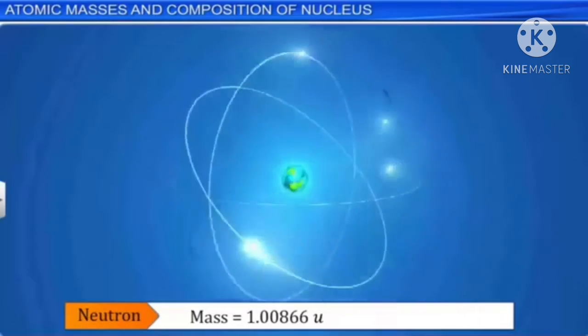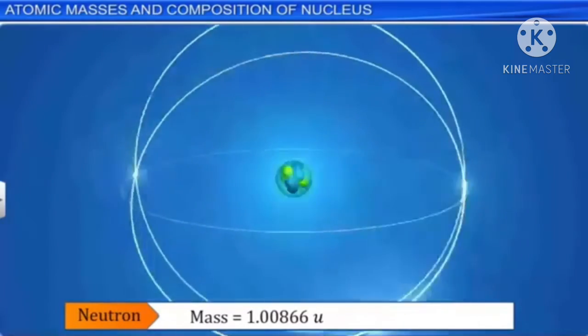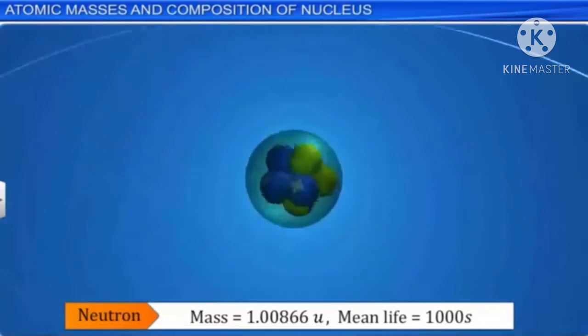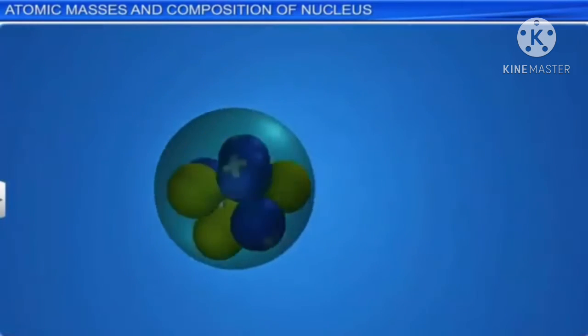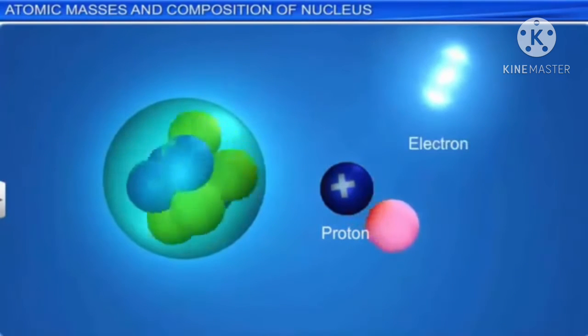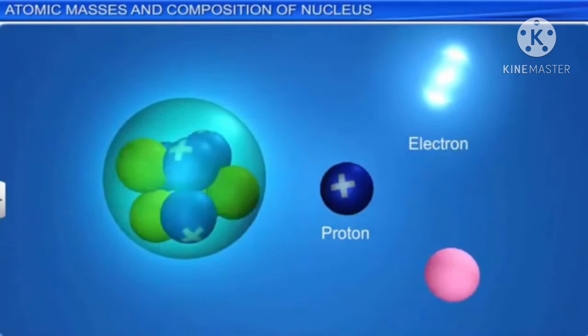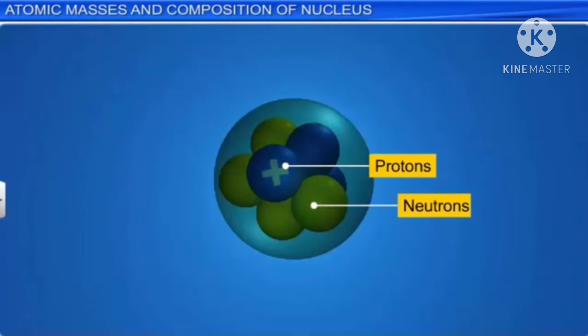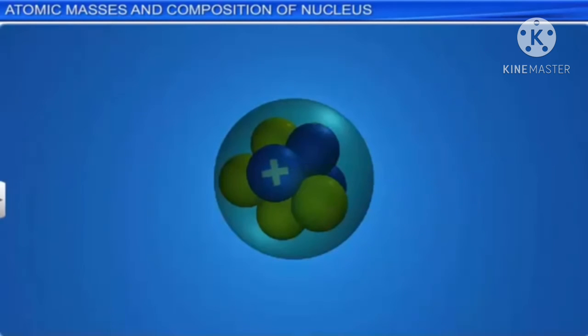A free neutron is unstable, just like a proton, and has a mean life of about 1000 seconds. A free neutron decays into a proton, electron, and an antineutrino. Therefore, the nucleus consists of positively charged protons and neutral neutrons. Neutrons and protons together are called nucleons.